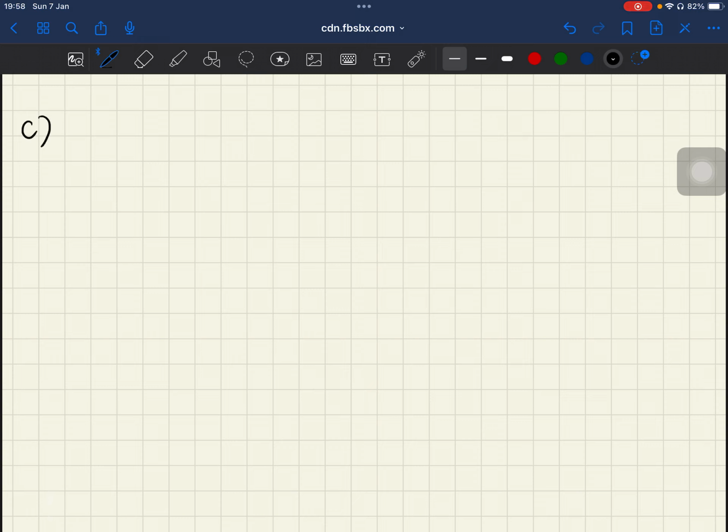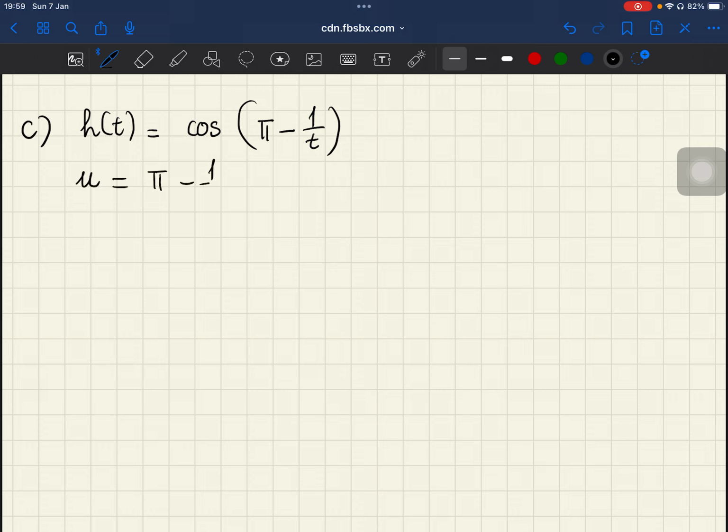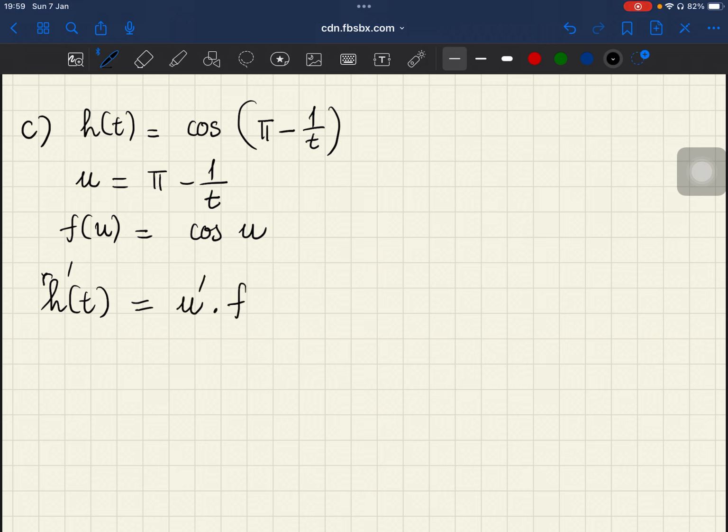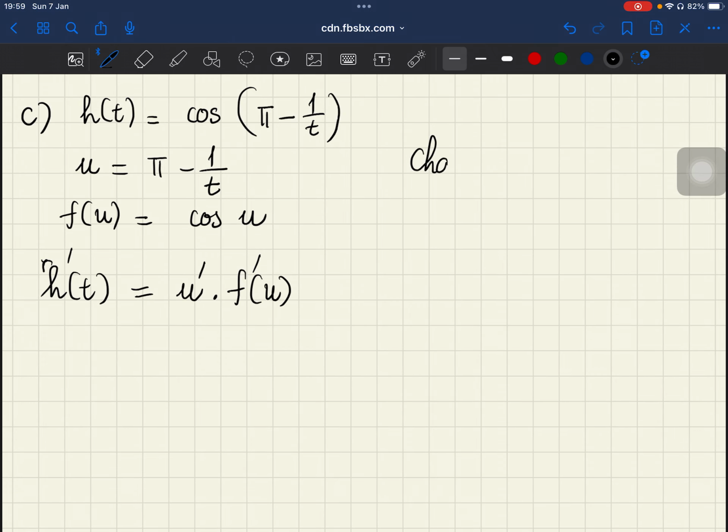Question C. h(t) is equal to cosine of pi minus 1 over t. So we let u equal to pi minus 1 over t. We have f(u) is equal to cosine u. And same, we have h'(t), the first derivative of h(t), will equal the first derivative of u multiplied by the first derivative of f(u) using the chain rule.